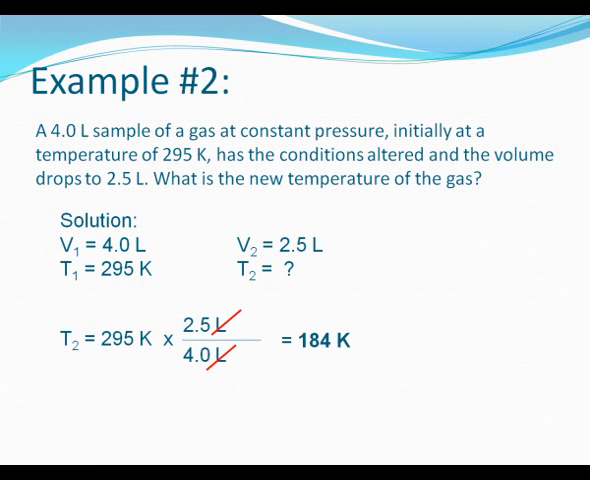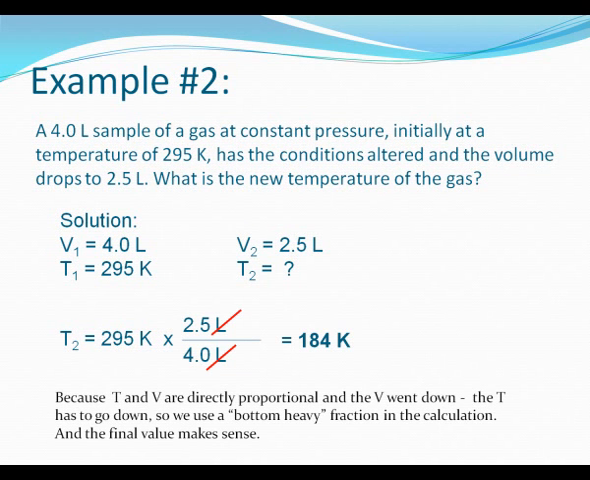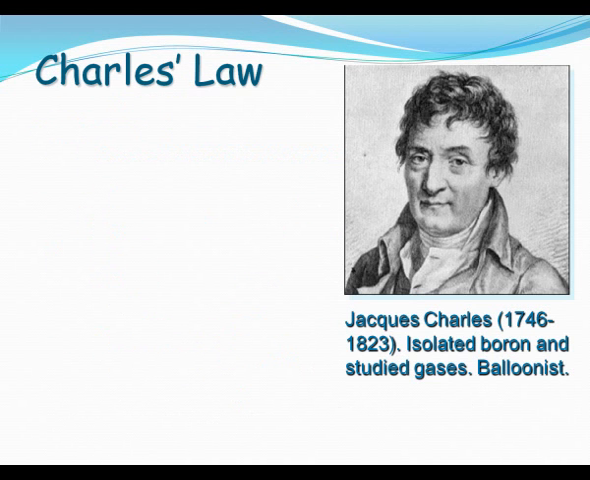The volume was decreased, the temperature has decreased. These are directly proportional, and so we have to use this bottom-heavy fraction in the calculation. The final value, again, makes sense. It is less than what we started out with. That means the particles are moving slower, which makes sense.